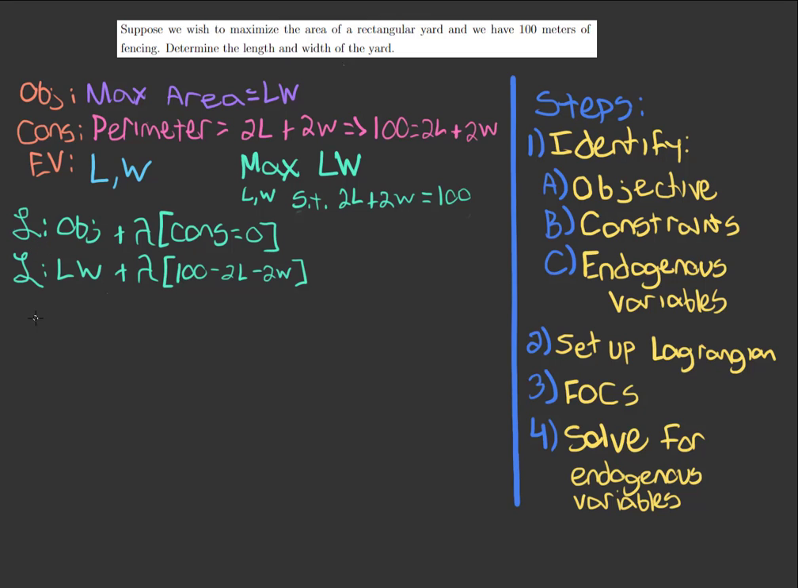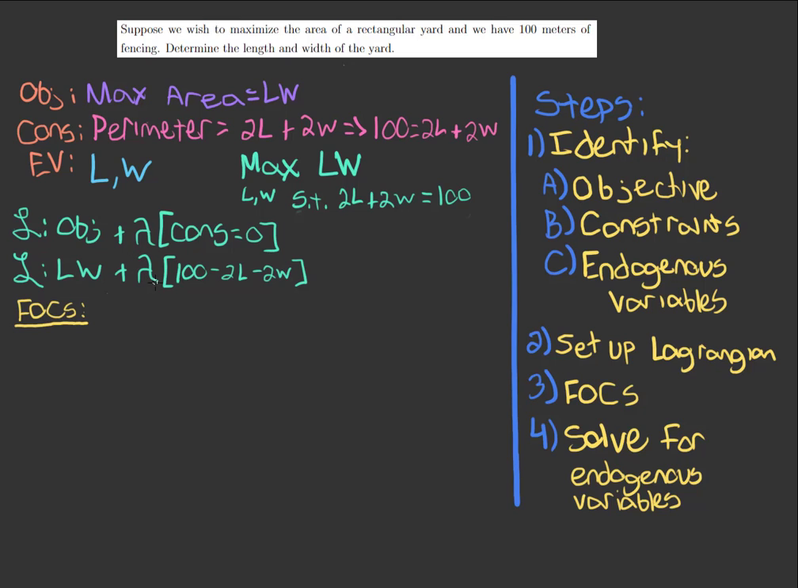Now that we've set up our Lagrangian, we are going to have to take our first order conditions for this problem. The first order conditions are going to give us a set of equations, and then we're going to use that system of equations to solve for the length and width that maximize the area of our rectangle. We're going to have to take a first order condition for each endogenous variable L and W and the Lagrange multiplier lambda.